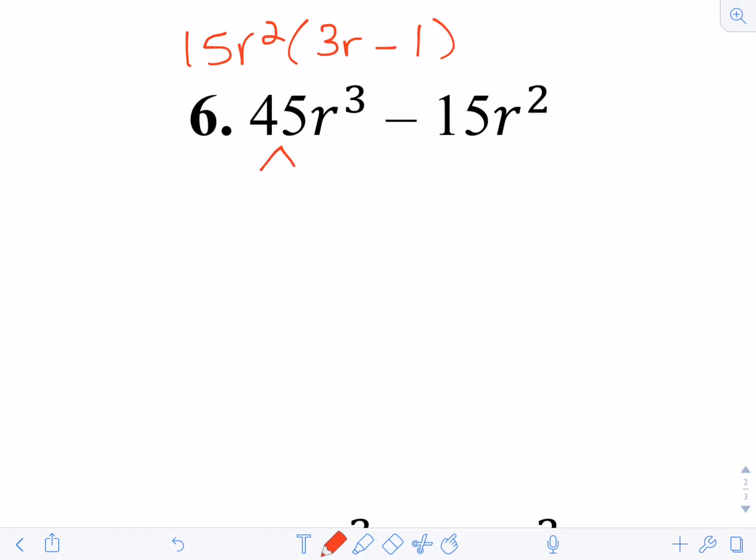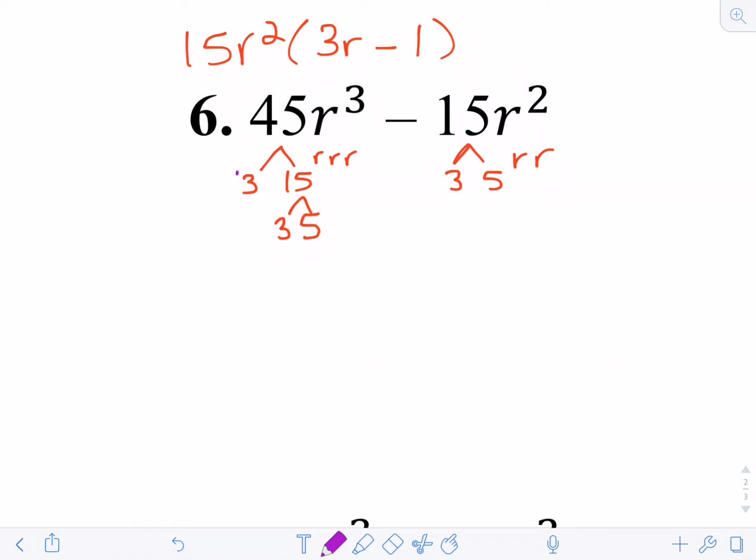Okay, so here 45 is 3 and 15. 15 is 3 and 5. You have 3 r's. Here this 15 is 3 and 5, and you have 2 r's. Okay, in order to pull anything out, it has to be on the left side and on the right side.